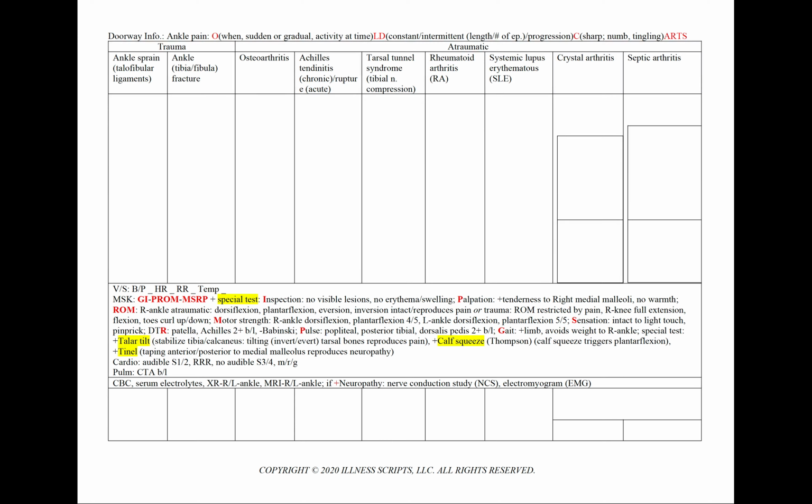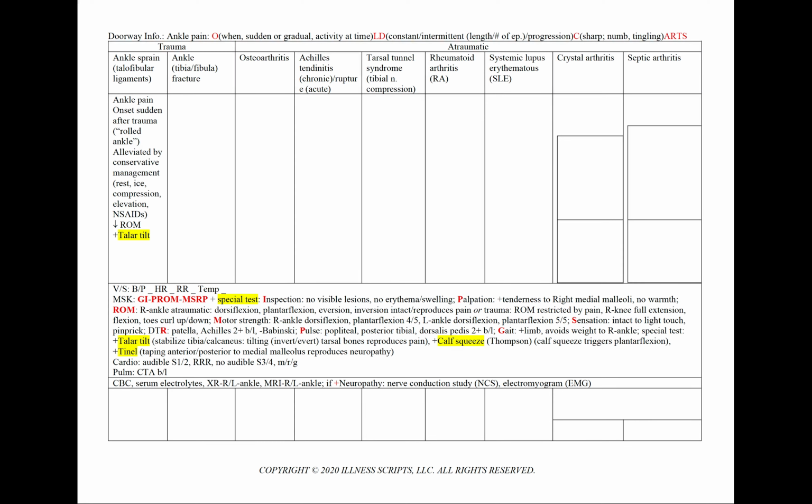We'll break down our case of ankle pain into traumatic and atraumatic causes. For all cases, let's order a CBC, serum electrolytes, an X-ray of the right or left ankle, an MRI of the right or left ankle, and if we find any neuropathy, as we'll see above, a nerve conduction study and an electromyogram.